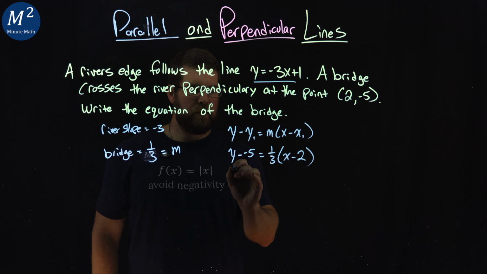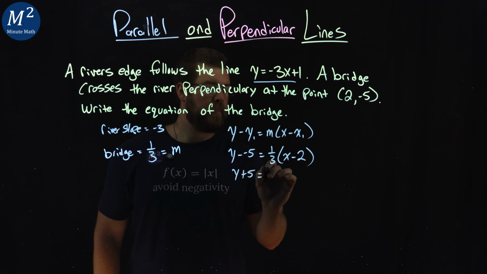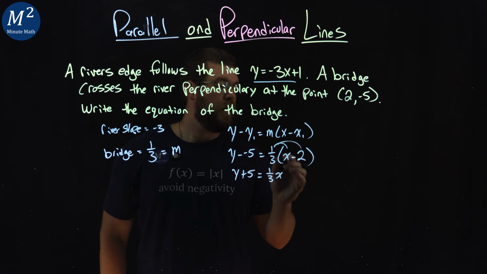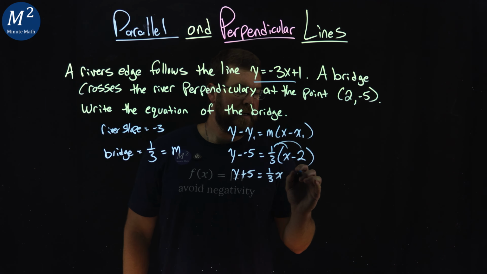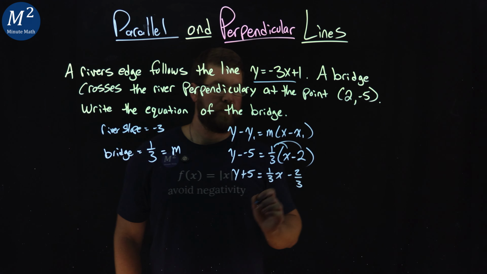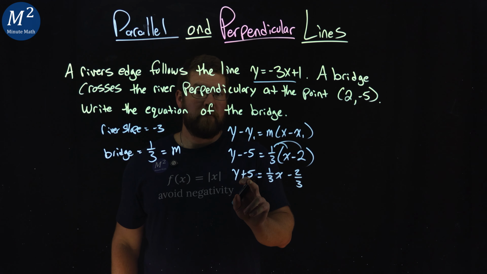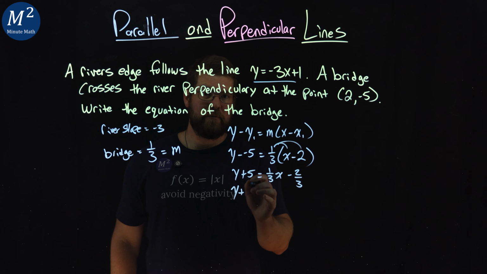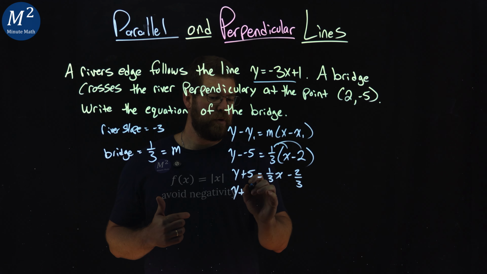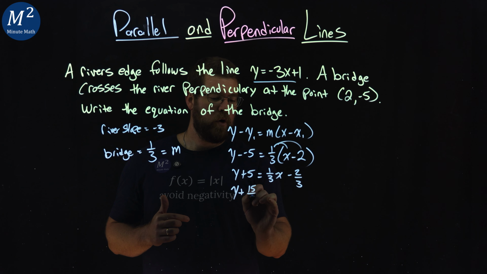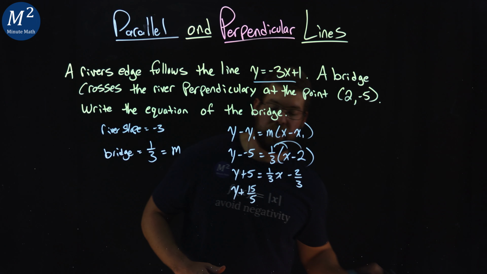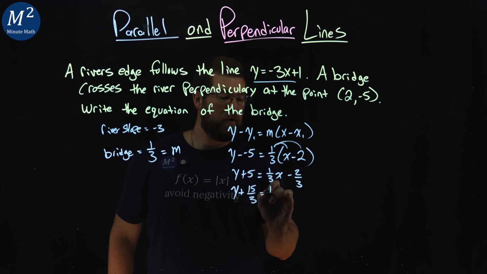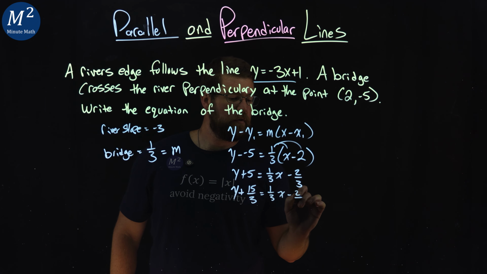Minus minus is a positive, so we have y plus 5 here. 1/3 distributes. 1/3 times x is 1/3 x. 1/3 times a minus 2 is a minus 2/3. Now, let's write 5 with a denominator 3. So y plus 5 would be multiply both by 3 over 3. That is 15 over 3. 15 over 3 equals 1/3 x minus 2/3.